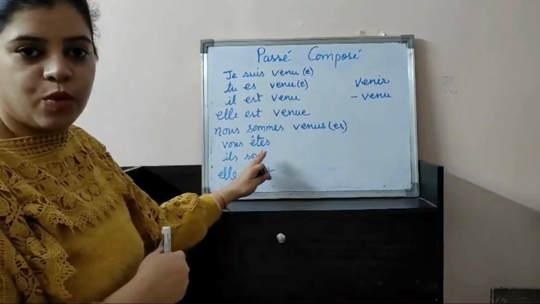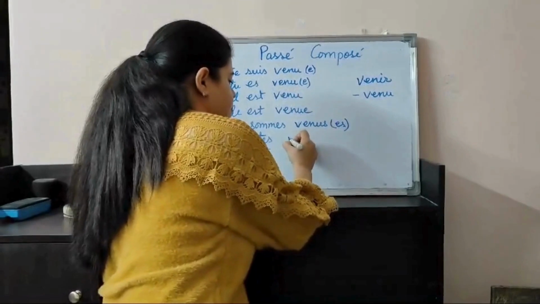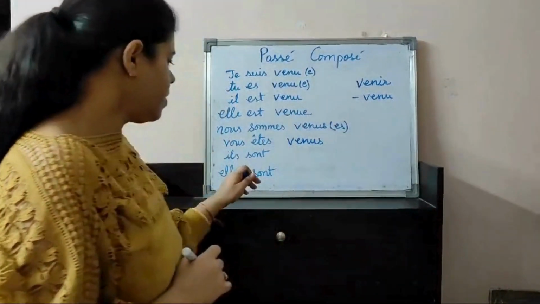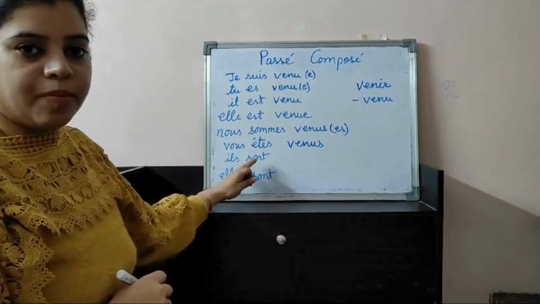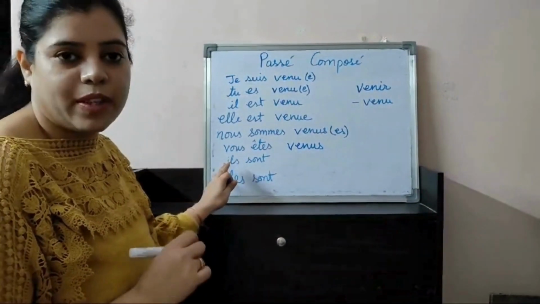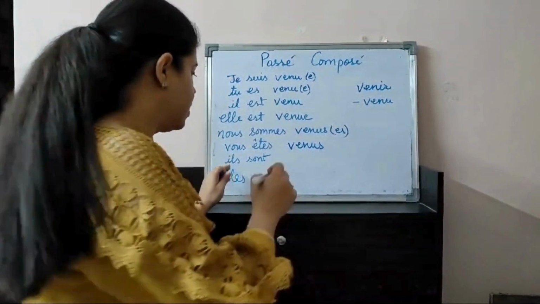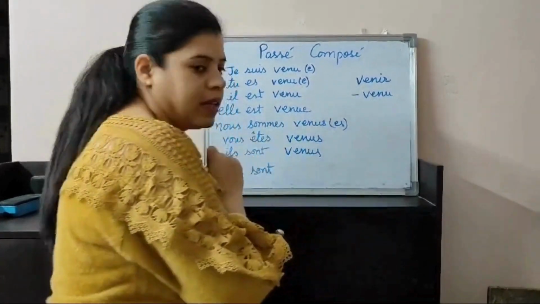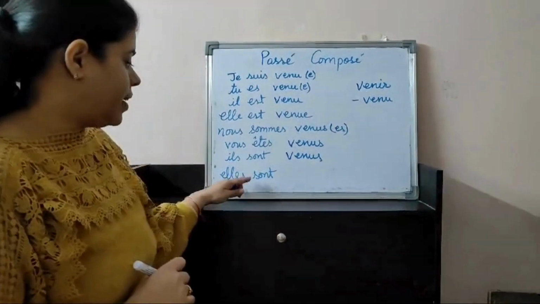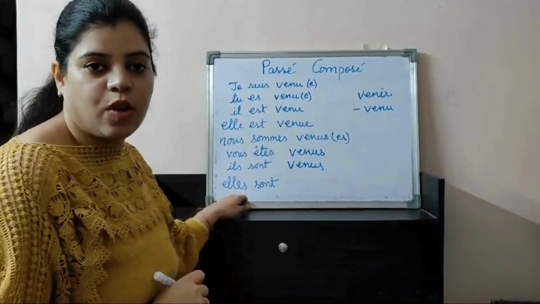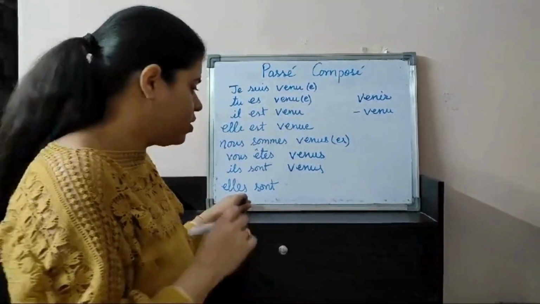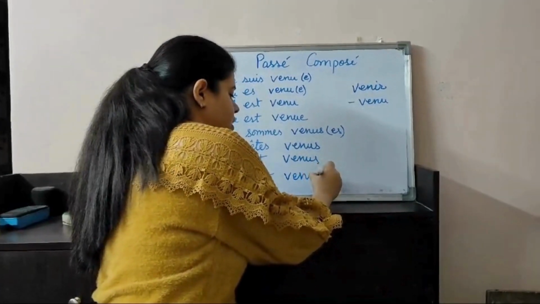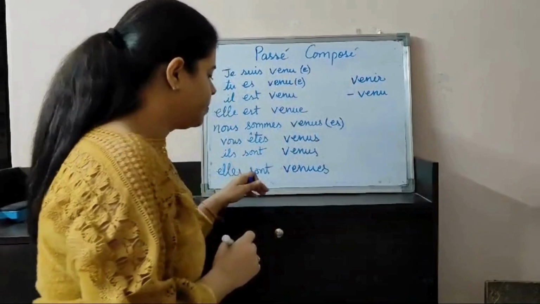Now same way with vous êtes. If it is plural then we'll add s to it. Ils sont. Now ils is always masculine and plural. So we will add only s to the past participle. And elles sont, elles is always feminine and plural. So that's why we will always add venu with es.